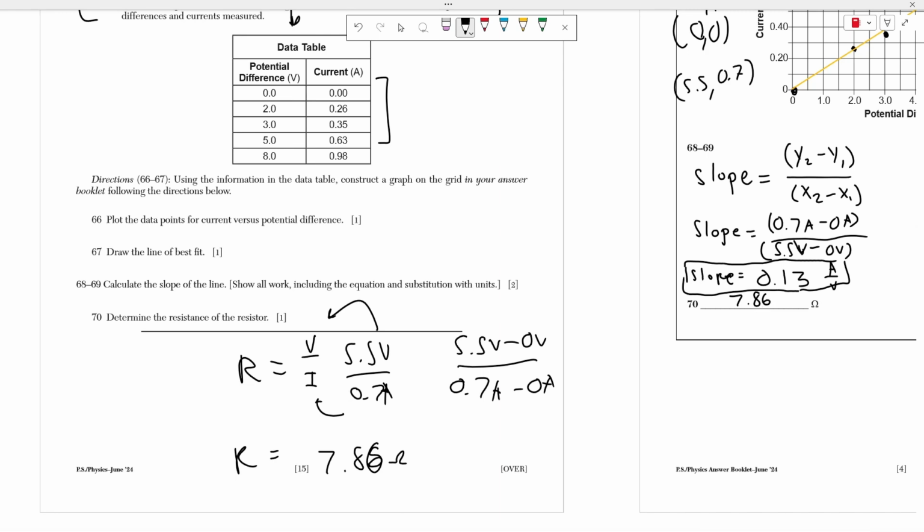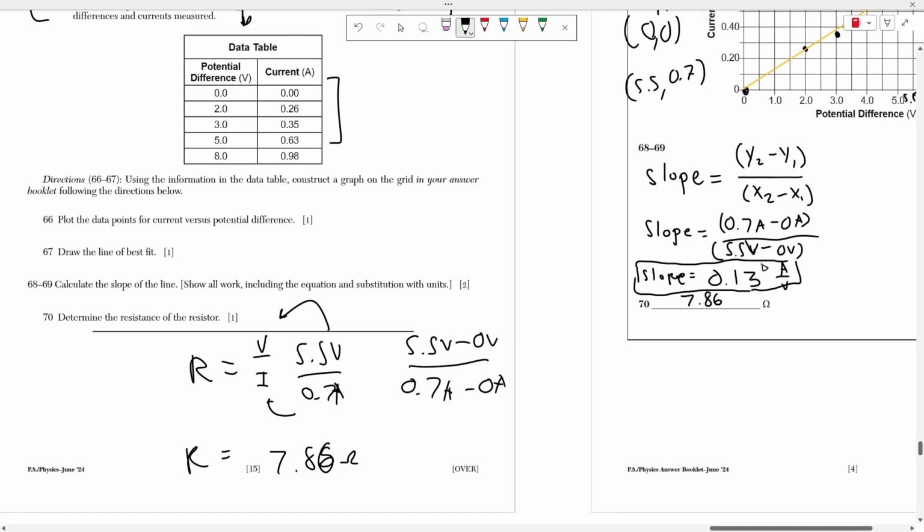7.86 ohms. That's what I am going to get as my answer here, okay? All you have to do is realize that your units here are in amps over volts. If you want to find the resistance, you do volts over amps.